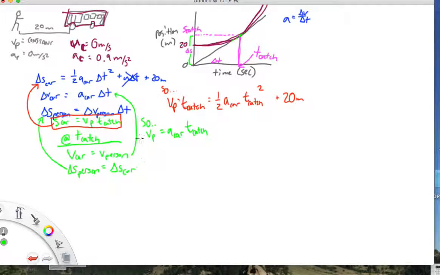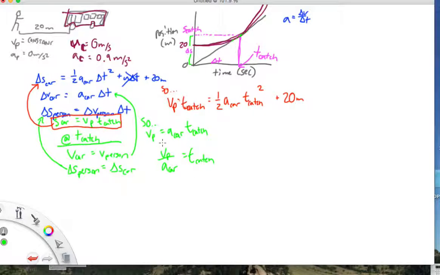Right, now I'm going to rearrange this. Again, I've done a lot of plugging in. Now I'm going to rearrange this equation to equal time catch because I want to plug that into here. And this all will make sense in a few minutes, believe me. The way I'm going to rearrange this is divide both sides by a. So it's going to be VP over a car equals time catch.